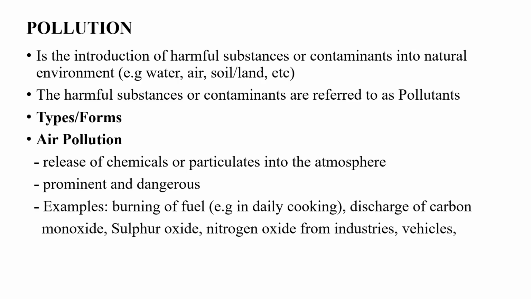So when those substances that are not really part of the environment are introduced into it, they become contaminants. They are harmful because they are not naturally part of the environment, and so these harmful substances are also referred to as pollutants. Now we have different types of pollution, and the first set we're going to look at is determined by where the pollutants are discharged into, that is the environment. The first one I have here is air pollution.